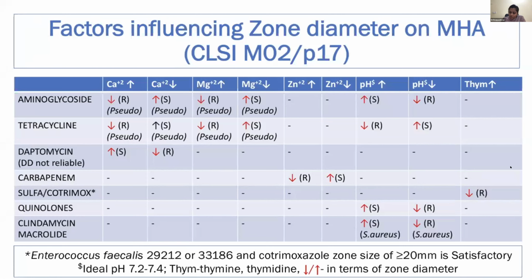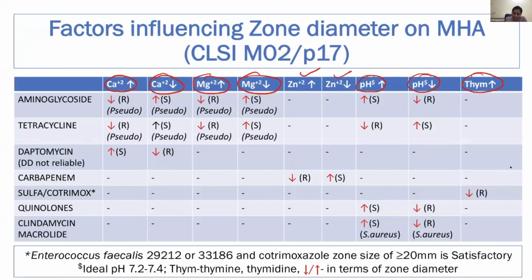Let us understand this table. Almost 3 or 4 pages of the M02 document have been summarized in this table, very easy to understand. What is given here is all the cations. An upward arrow means the concentration of calcium increases, a downward arrow means the concentration of calcium decreases. The same holds good for magnesium. Then zinc increases, zinc decreases. If this concentration increases, what will happen to your susceptibility results? And next, if the pH increases or decreases, what is the role? And if the thymidine concentration increases.